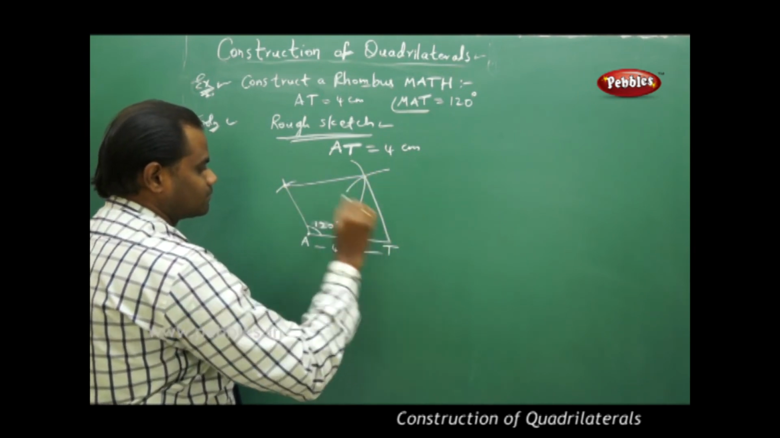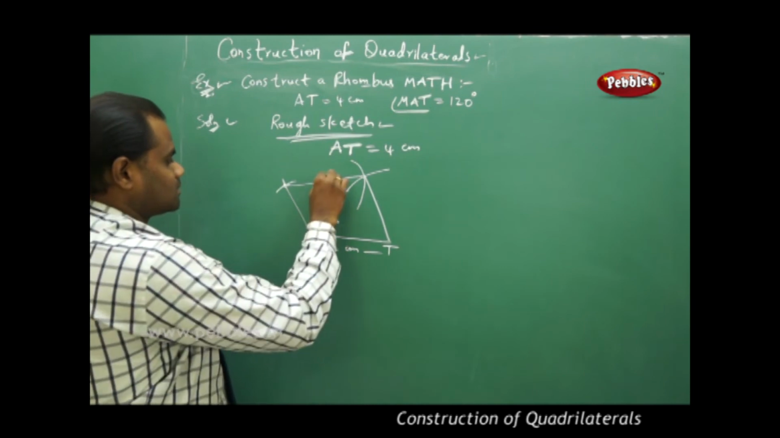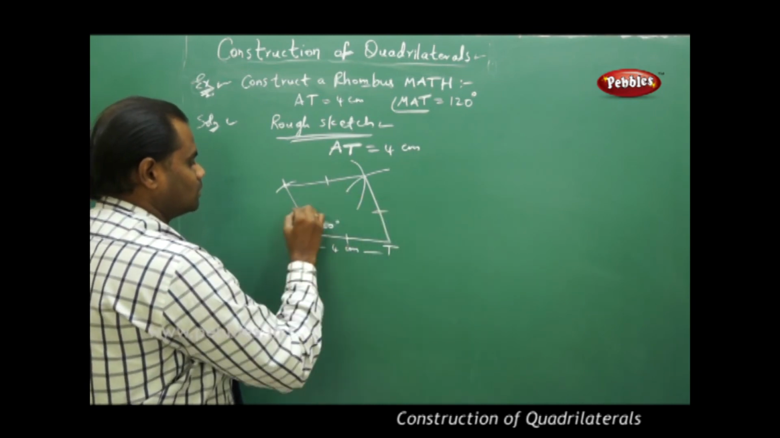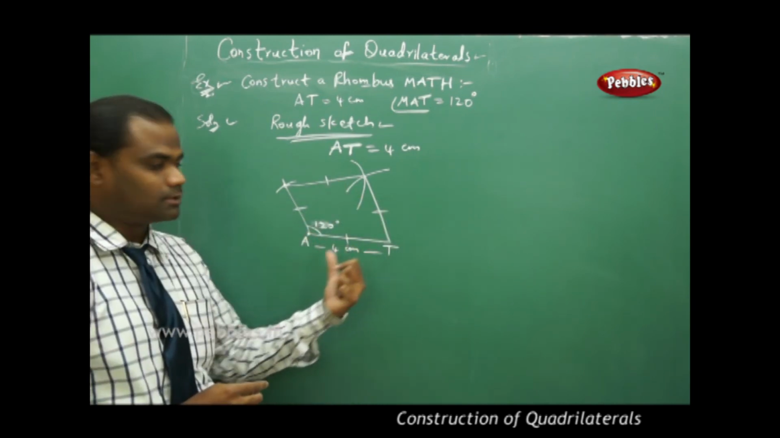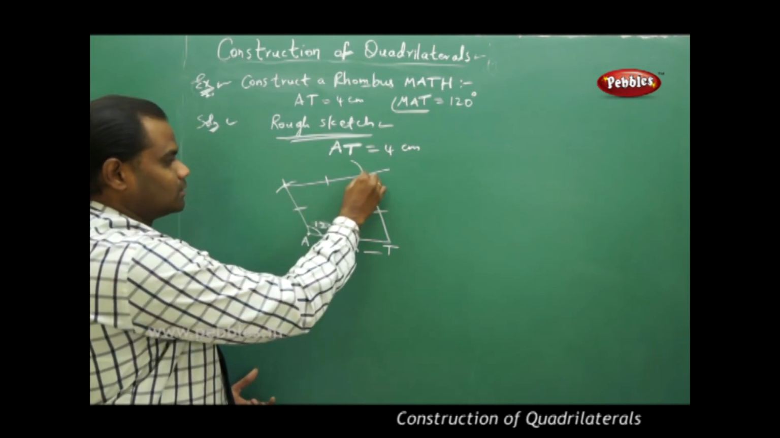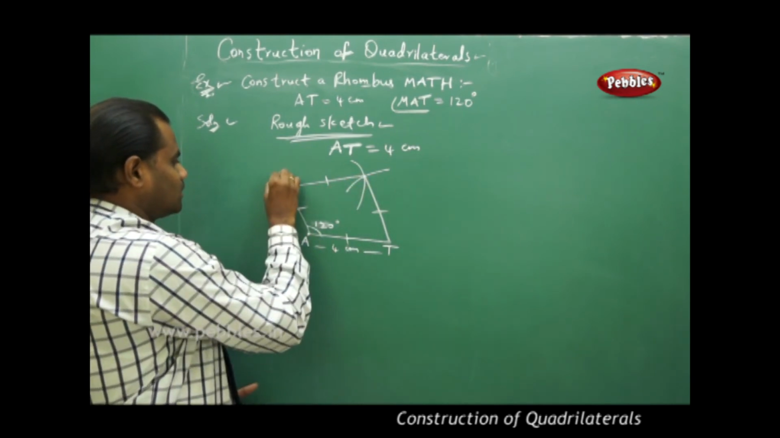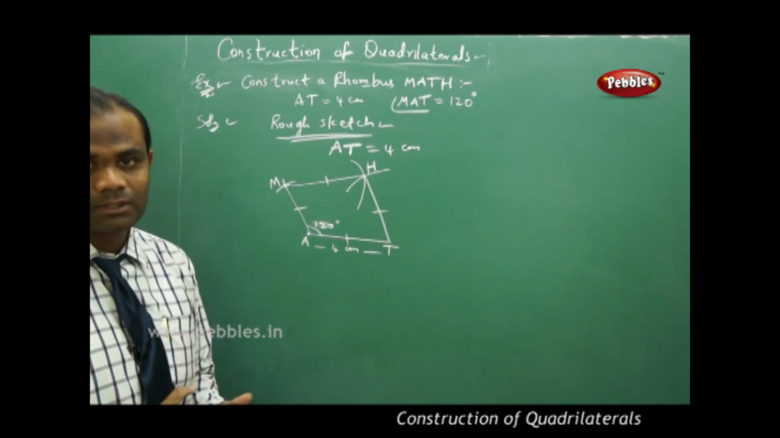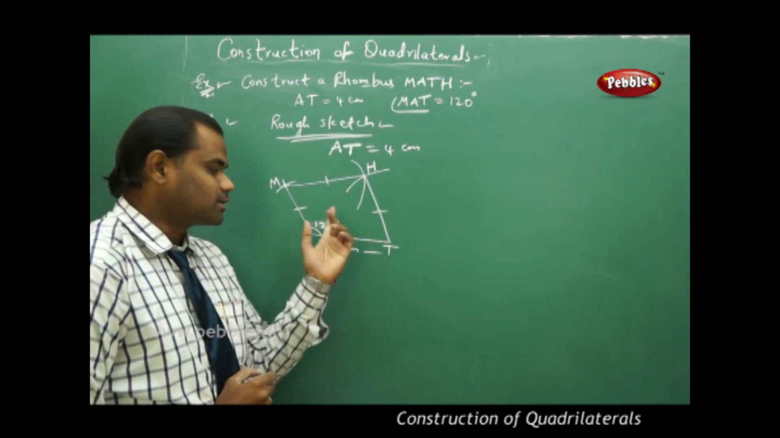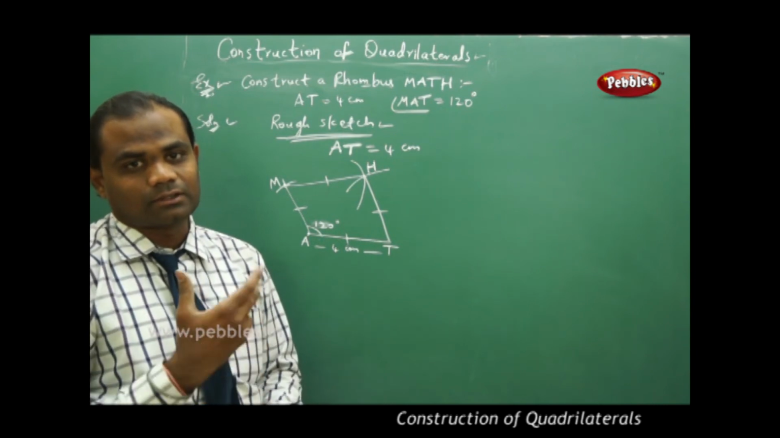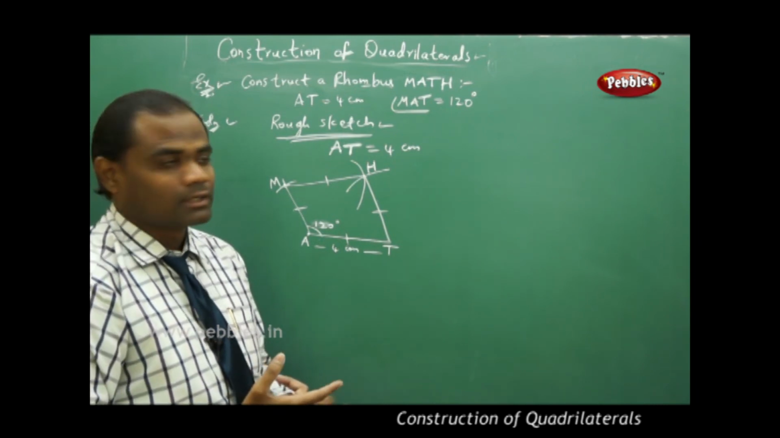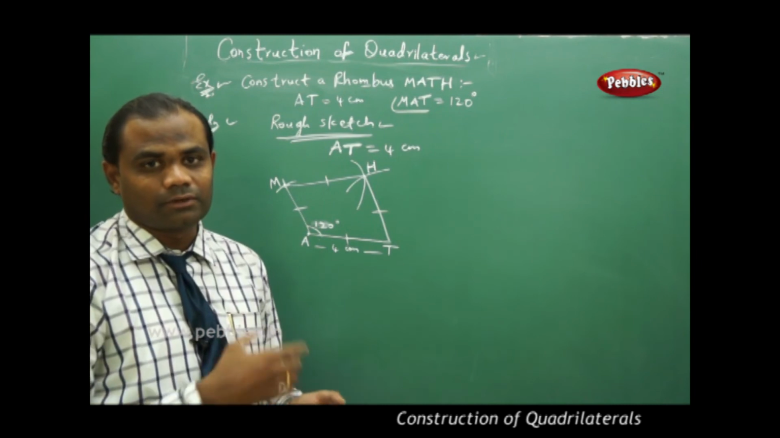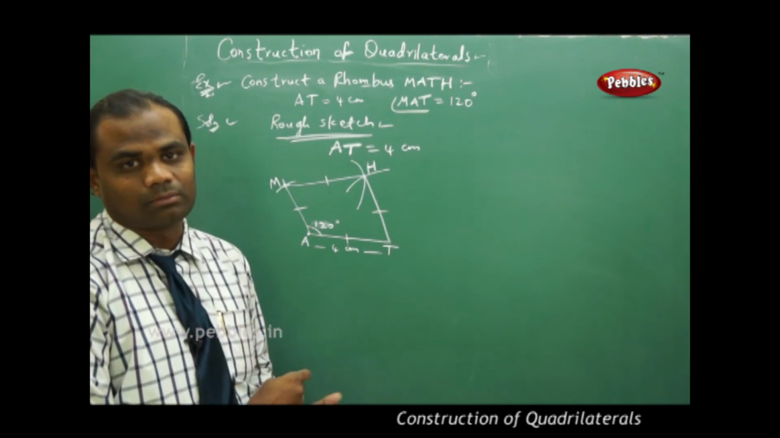Then I get all sides equal, with each one being 4 centimeters, and the angle is 120. So I get this, MATH, as the required rhombus. Now you wanted to know whether the constructed rhombus is correct or wrong. How do you verify that the quadrilateral which you have constructed is a rhombus?